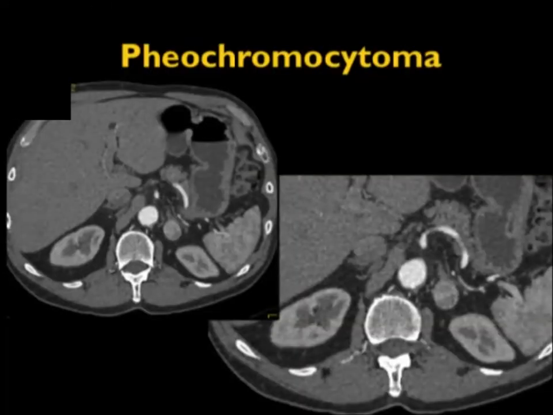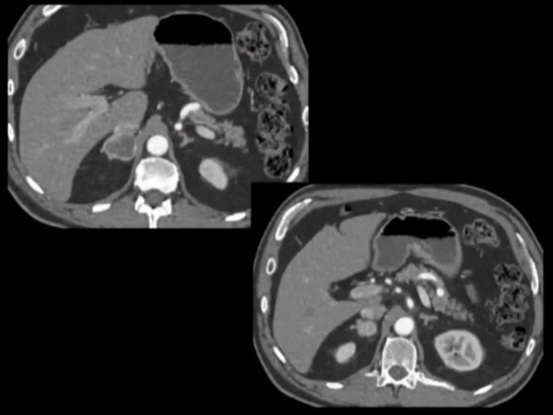Another example, pheos can be smaller. Here's one that's about 2 centimeters in size. Here's one that's markedly cystic in part and in part vascular. And there's a lesion again. This was a patient with hypertension. We were looking for a cause, and this was the pheochromocytoma. So again, pheos can be cystic. It's important to remember from this case that they can be cystic with thickened wall.